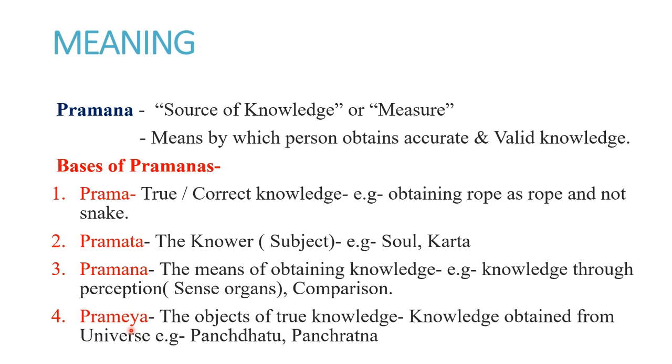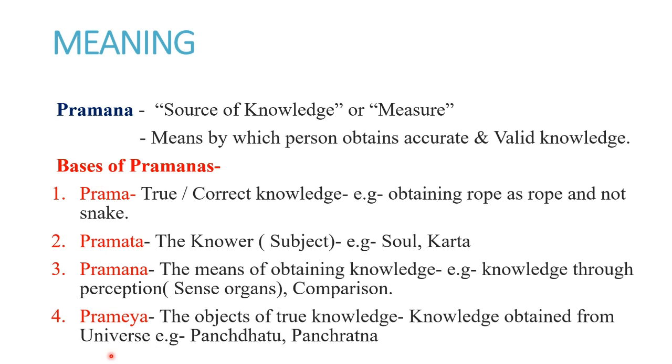And last is Prameya. Prameya means the objects of true knowledge. That is knowledge obtained from the universe. Whatever knowledge we have got from ancient times or from the universe, that is going to be the Prameya. For example, Panchadhatu, Panchatantra, Pancharatna or Nakshatra. All those things are going to be Prameya.